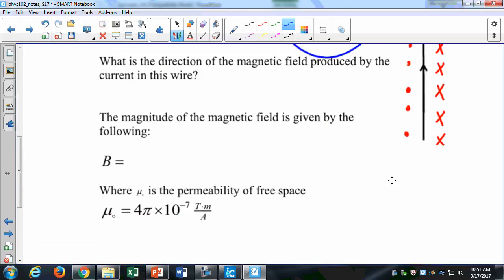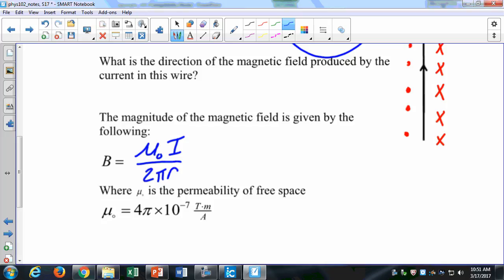All right, the magnitude of this magnetic field is given on your equation sheet, but it's proportional to both the current and the distance from the wire. If the current increases, the magnetic field increases. You have more charges that are moving, more magnetic field. What happens to the magnetic field as you move further away from it? Does it increase or decrease? It decreases, right. So B is equal to mu naught times I over 2 pi r.